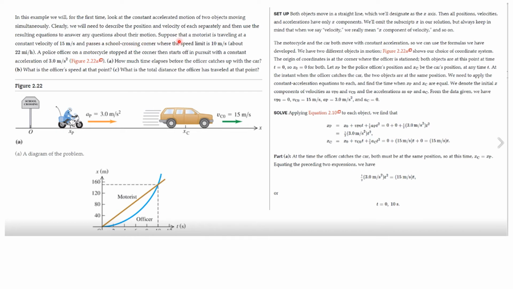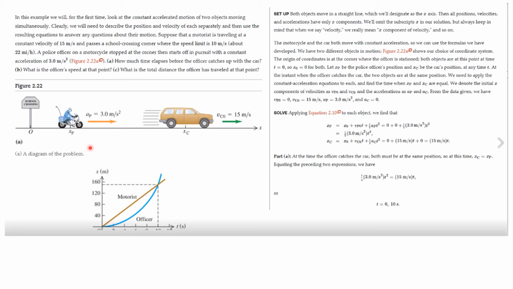Okay, so suppose that a motorist is traveling at a constant velocity of 15 meters per second, that's here, and passes a school crossing corner where the speed limit is 10 meters per second. Now notice they're going 15 meters per second, so they are speeding, and there's the sign where they pass. A police officer on a motorcycle stopped at the corner, so their initial velocity is 0, starts off in pursuit with a constant acceleration of 3 meters per second squared. So that's their acceleration, but they're starting from rest. And we call this x sub c for the position of the car, and this is x sub p for the motion of the policeman.